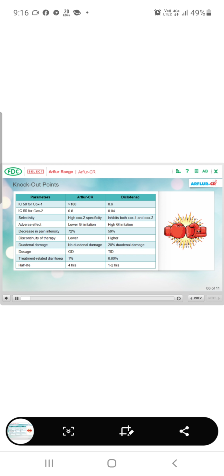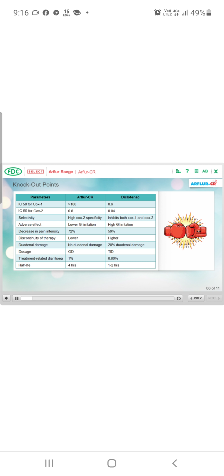Arflur CR contains aceclofenac, which has IC50, that is, inhibitory concentration for COX-1 greater than 100, whereas for diclofenac it is 0.6, which means it inhibits minimum of COX-1, that is, good COX. That will result in minimum adverse effects than diclofenac.